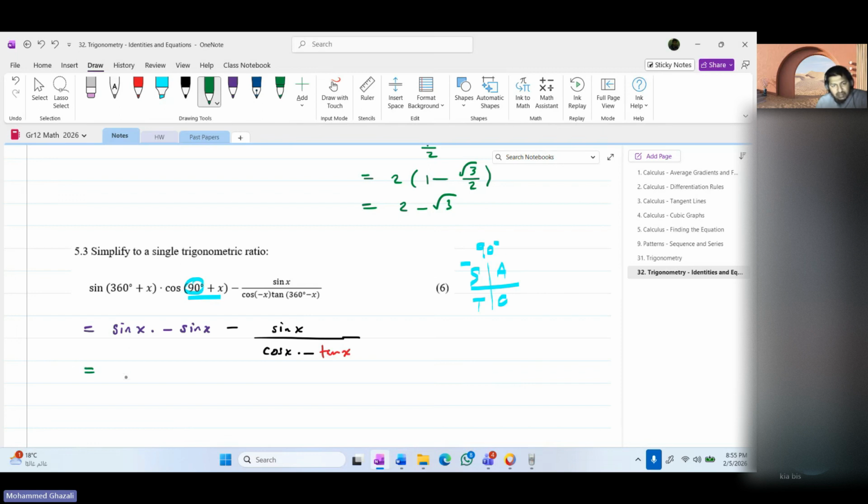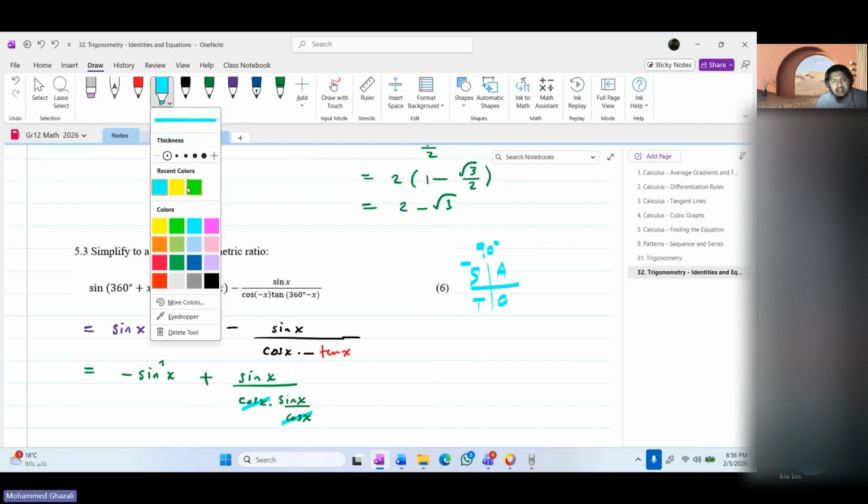Now what do we have here? We have negative sine squared x over, remember, the negative at the bottom and the negative there make it positive, so cos x times what is tan, sine x over cos x. So see what's happening now. The cos x and the cos x cancel out, and then we are left with sine.